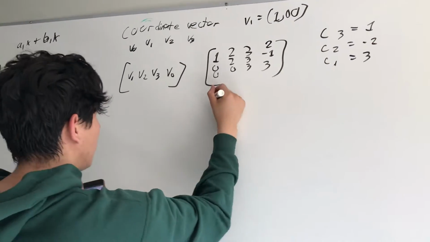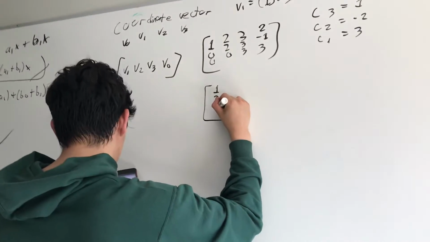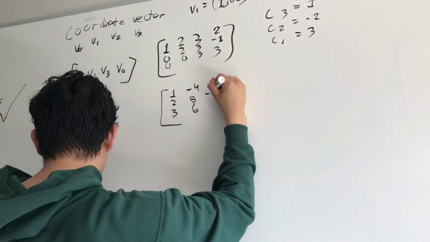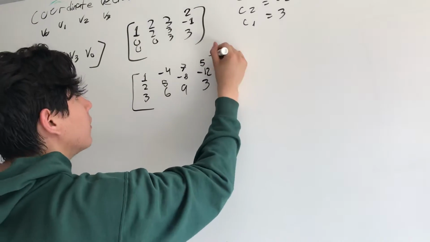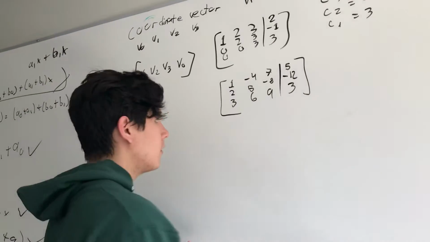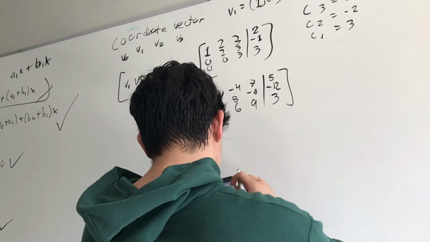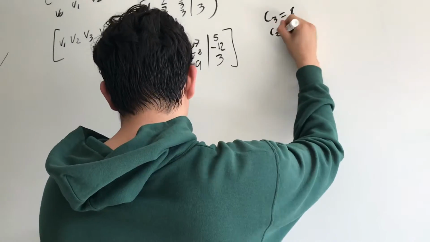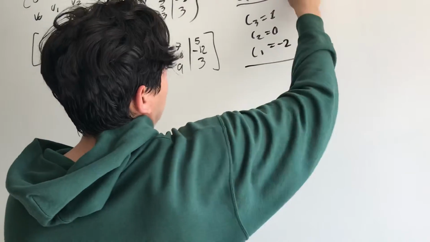So we go on with our next matrix, that is 1, 2, 3, minus 4, 5, 6, 7, minus 8, 9, 5, minus 12, 2. So in this case we have to apply our Gauss-Jordan method. So we have that C3 is equal to 1, C2 is equal to 0, and C1 is equal to minus 2. So this is pretty easy to resolve.